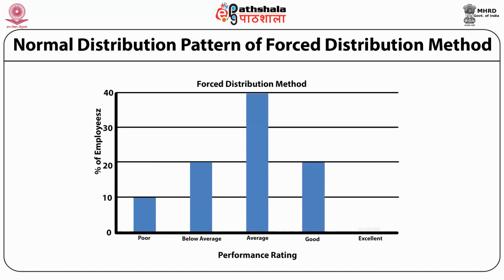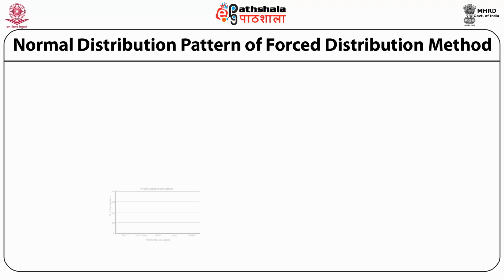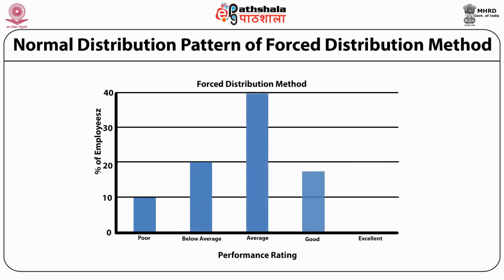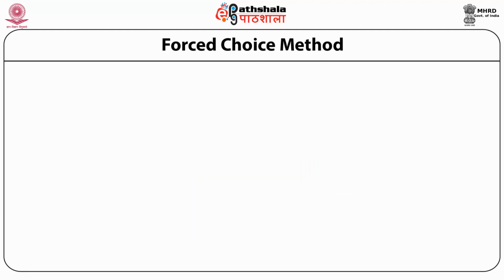In this, we can see that 10% have been given poor, 20% below average, then 40% performance is rated average, then again 20% is good, and 10% is excellent. Now we shall be discussing the next method, that is the forced choice method.